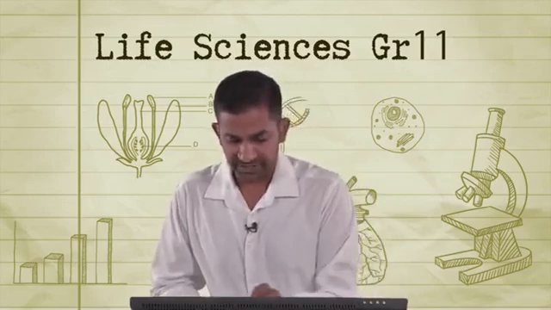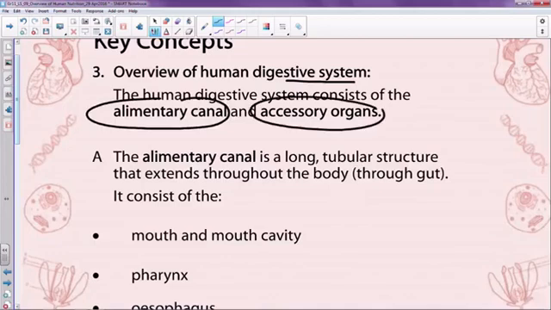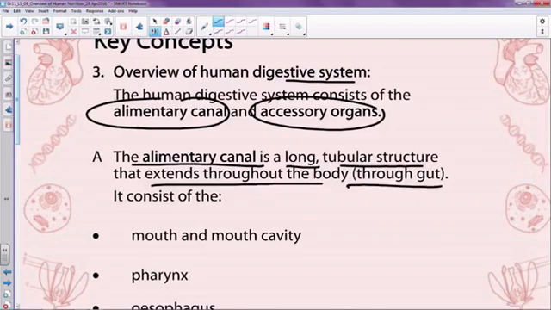An overview of the digestive system. Remember that the digestive system contains 2 parts. It contains the alimentary canal and the accessory organs. Let's look at these separately. So the alimentary canal is a long tubular structure that extends throughout the body, and we refer to that as the through gut, and that essentially means that the food enters through one end, goes through a process of digestion, assimilation, and absorption, and then the undigested parts are released through a separate opening at the posterior end, and we refer to that as a through gut system.